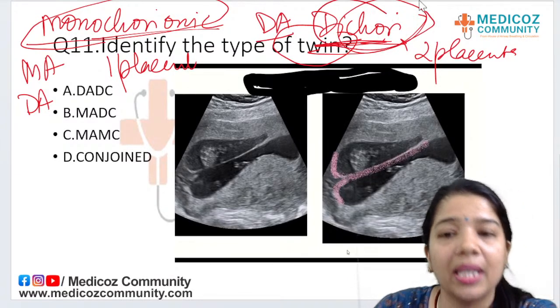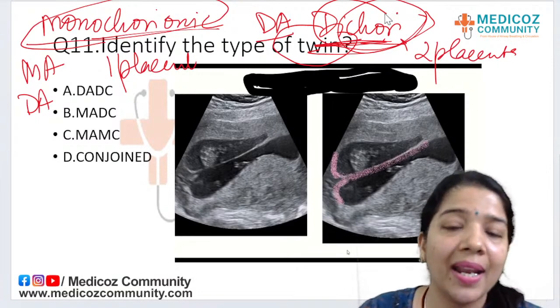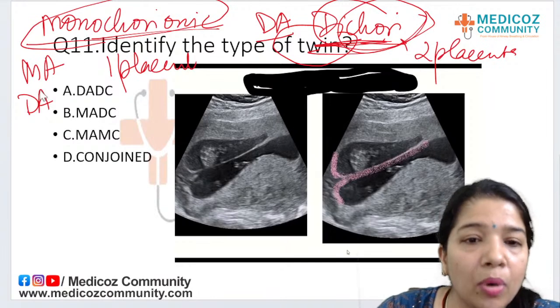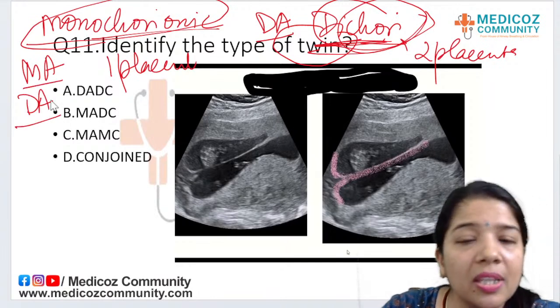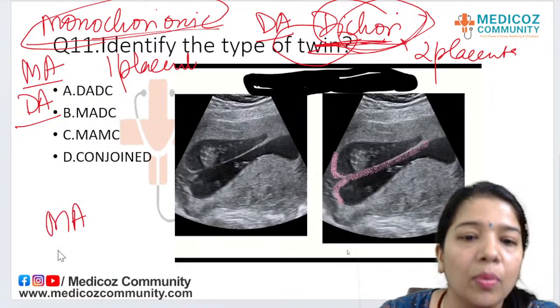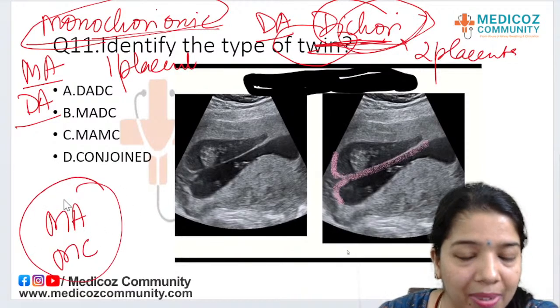With dichorionicity, there can never be one amniotic sac. Okay, so monochorionic can be monoamniotic or diamniotic. And which is the most complicated pregnancy out of all this? Monoamniotic, monochorionic. Okay, remember that.